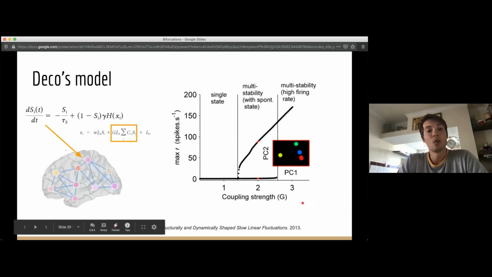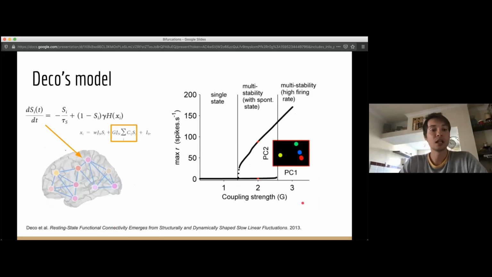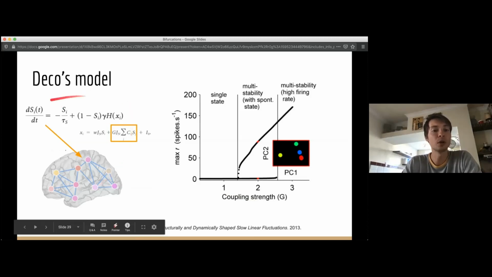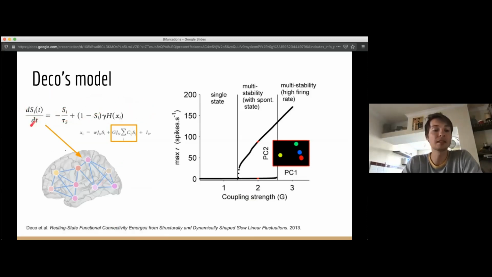Okay, so now we can also reduce this Wong-Wang model even further, such that it helps us to analyze processes different than decision making. So in this study from 2013, Gustavo Deco's group replaced the Wong-Wang model so that instead of having 2 neuronal populations interacting with each other, we have 1 neuronal population that basically describes this ratio of excitatory to inhibitory firing. They also put those equations in the nodes of a graph that basically represented a brain.